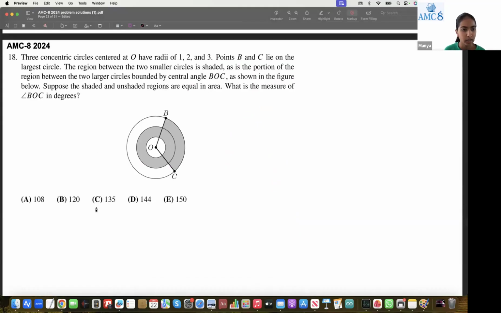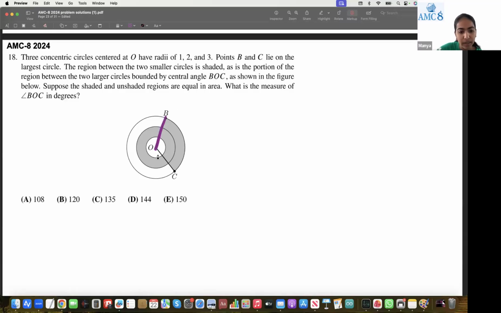Problem number 18. Three concentric circles centered at O have radii of 1, 2, and 3. Points B and C lie on the larger circle. The region between the 2 smaller circles is shaded, as is the portion of the region between the 2 larger circles bounded by the central angle BOC.